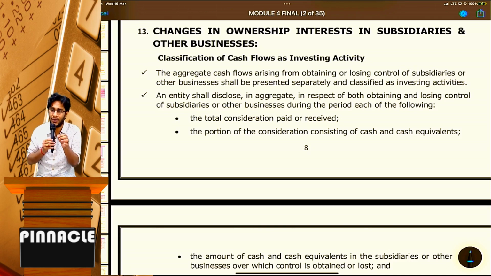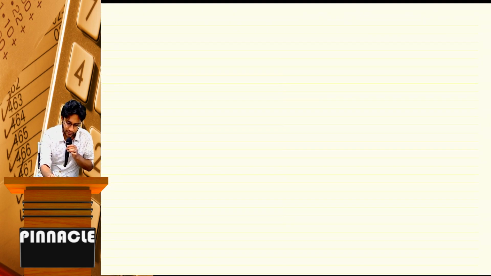Not a problem. But in your notes to accounts, you have to give a disclosure that in the current year, I bought control in this company, I paid this much purchase consideration, these are all the components, and in this the cash component is this much. You have to give a detailed disclosure in the notes to accounts. It's important. Exam also. You should remember this. In the cash flow statement, whatever cash component is there, that alone you should put. That means in this also one twist is there.